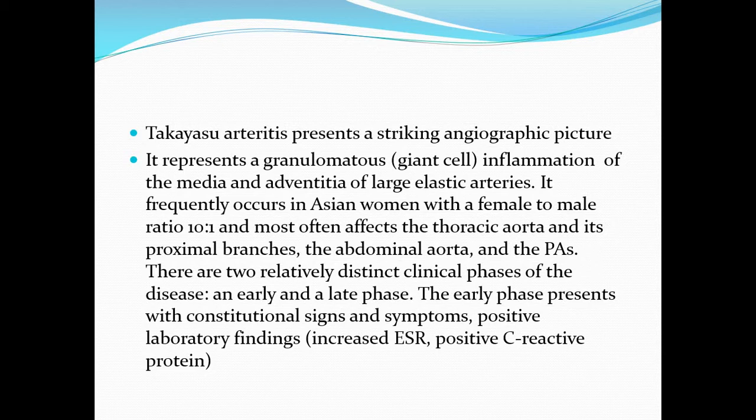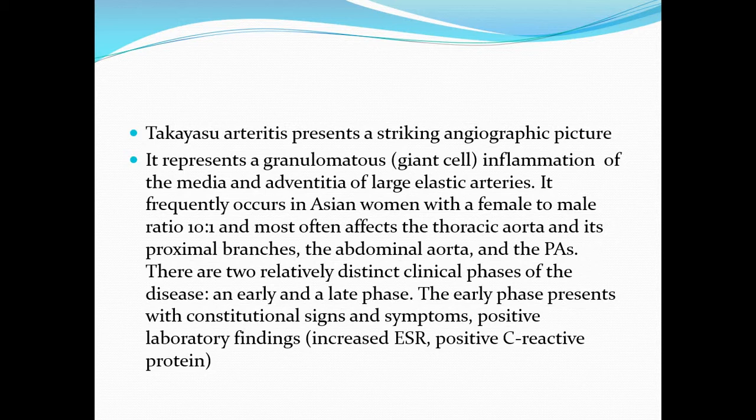It mostly occurs in Asian women, more in females, 10 to 1. It most often affects the thoracic aorta and its proximal branches. The abdominal aorta can also be affected, and the pulmonary arteries. There are two relatively distinct clinical phases of the disease: the early phase and the late phase.